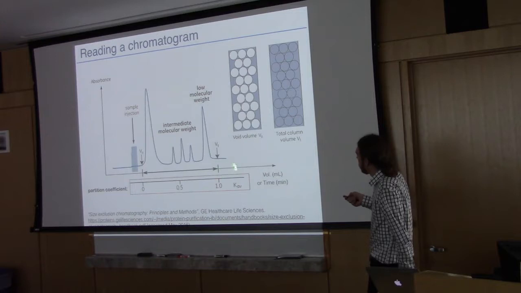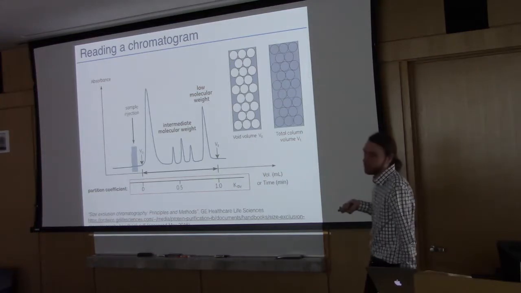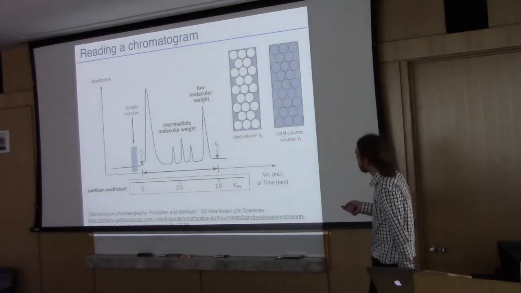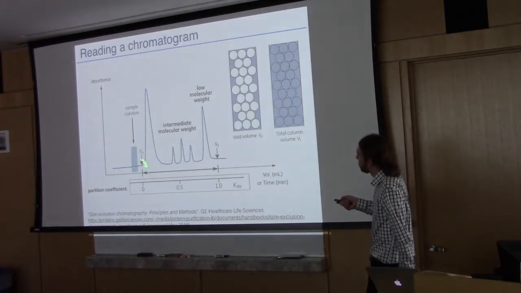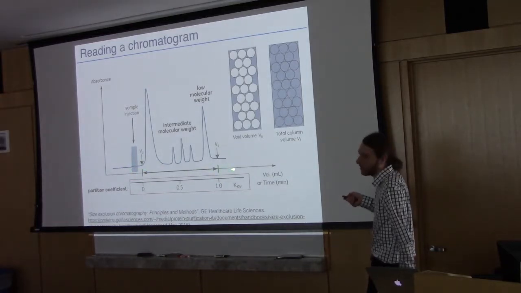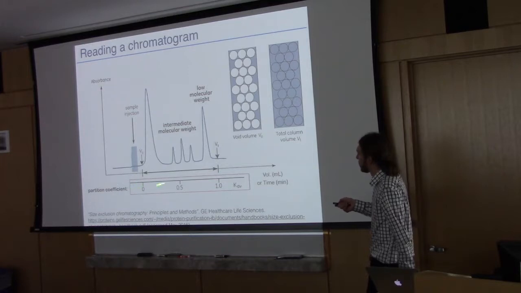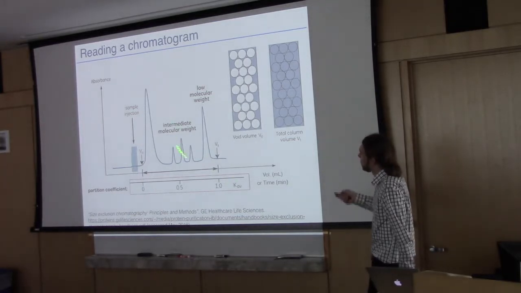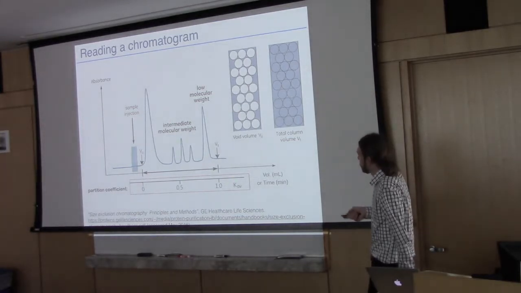And then on the far right-hand side, this is the total volume of the column. So this is the volume that the smallest objects would explore. And so your proteins, as they come through, will partition somewhere between the void volume and the total volume. And you can assign a partition coefficient between 0 and 1 to each of these peaks. So again, your low molecular weight stuff's on the right, your high molecular weight stuff's on the left.